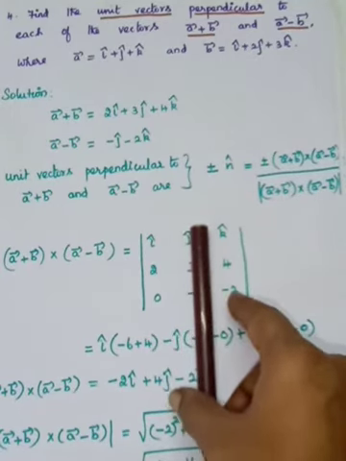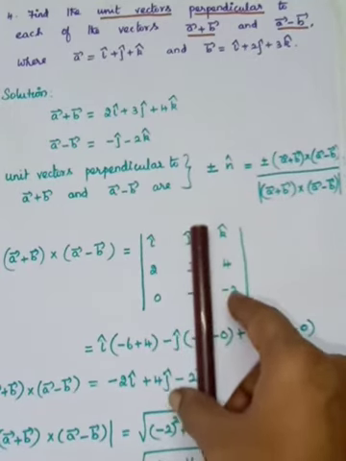Plus k cap into, delete the first row and the third column. What is it? First row and the third column. So if you cross multiply, 2 into minus 1 is minus 2. Minus 0 into 3 is 0. So minus 2, minus 0. So when you evaluate, it is minus 6 plus 4 is minus 2 i cap. Here minus 4, minus into minus plus 4 j cap. Here when you calculate, it is minus 2 k cap.